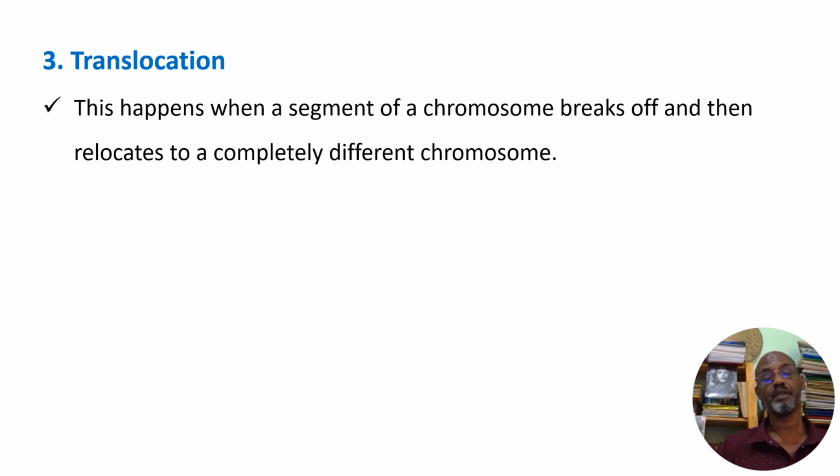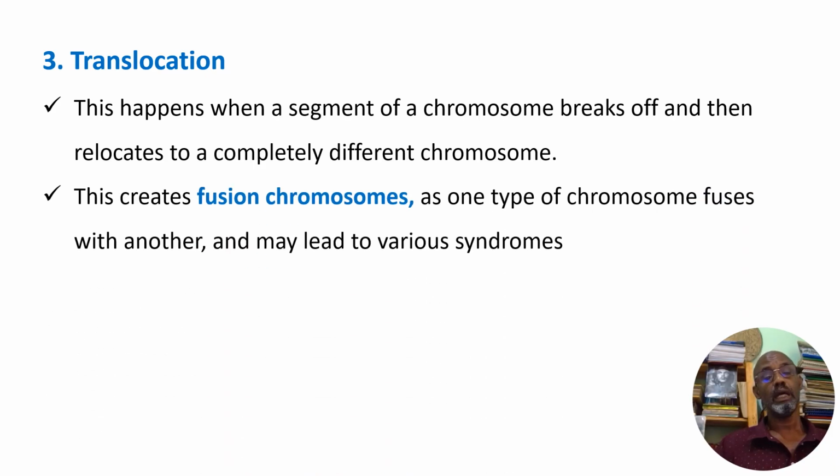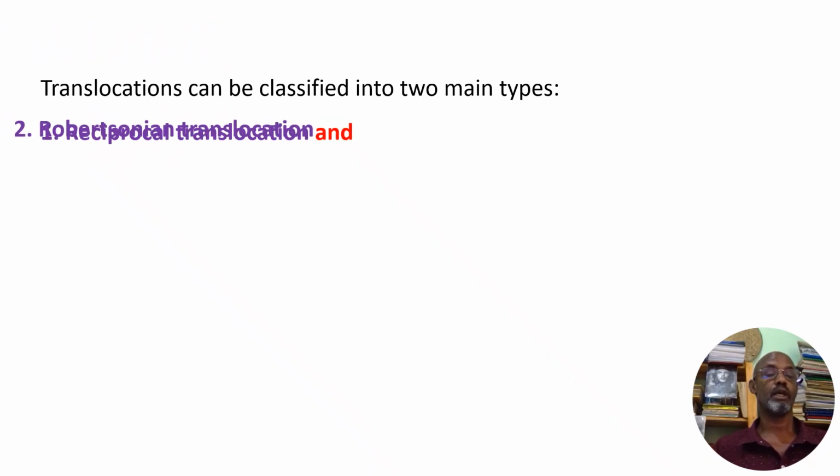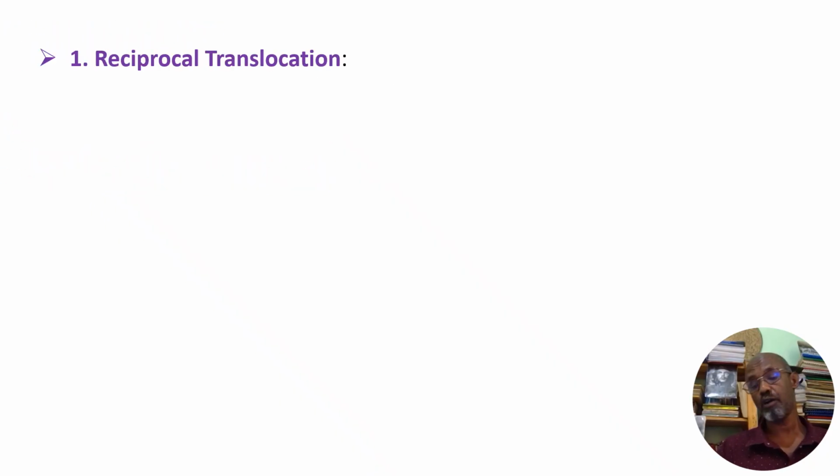It happens when a segment of a chromosome breaks off and then relocates to a completely different chromosome. We have also seen that one part from one chromosome breaks, and another part from another chromosome breaks, and the two fuse. Therefore, it forms fusion chromosomes as one type of structural change. We have also seen these are two types, reciprocal translocation and Robertsonian translocation. Now, we shall see the first, reciprocal translocation.